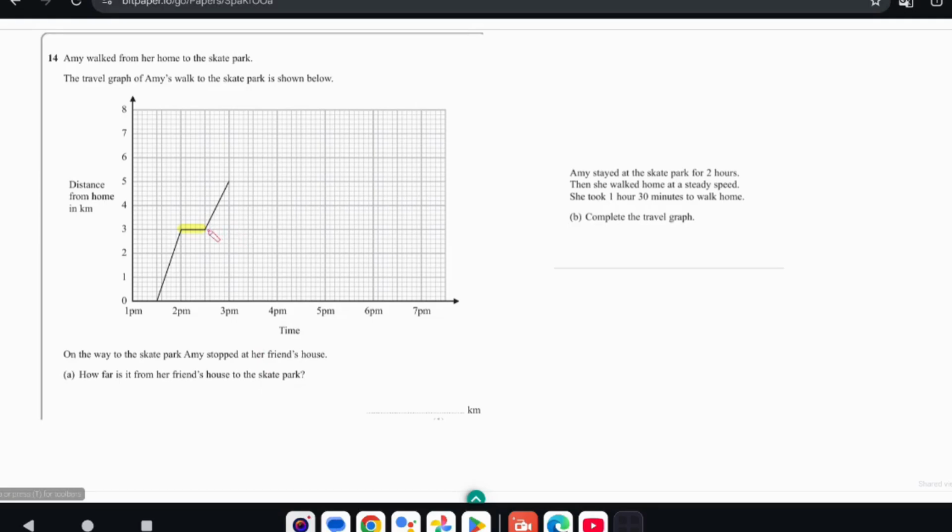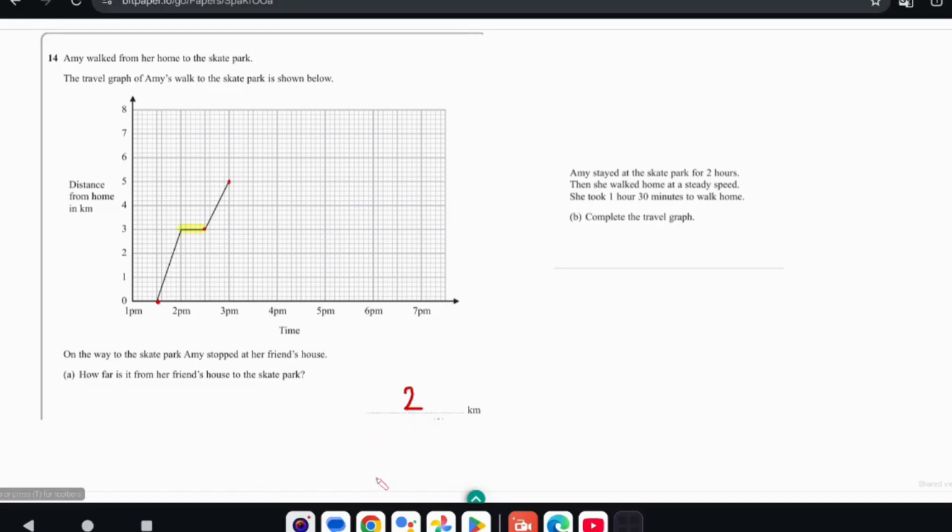So this is Amy's home here. Start of a journey. This is the skate park. This is Amy's friend's house because she stopped here. Distance doesn't change. Remains at 3. So from 3 to 5 is 2 kilometres.